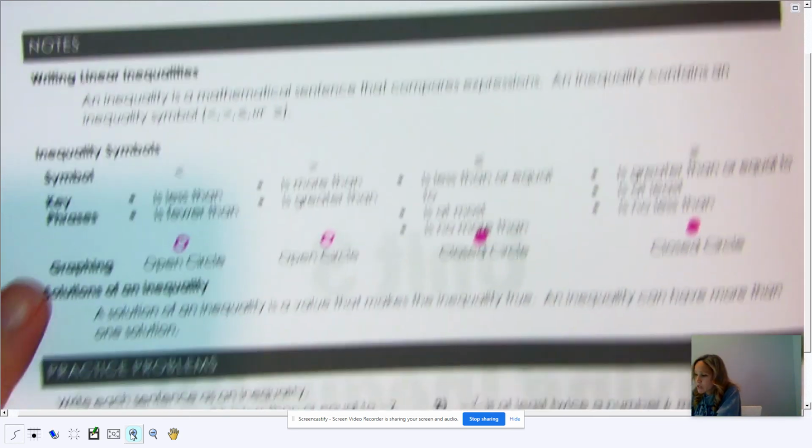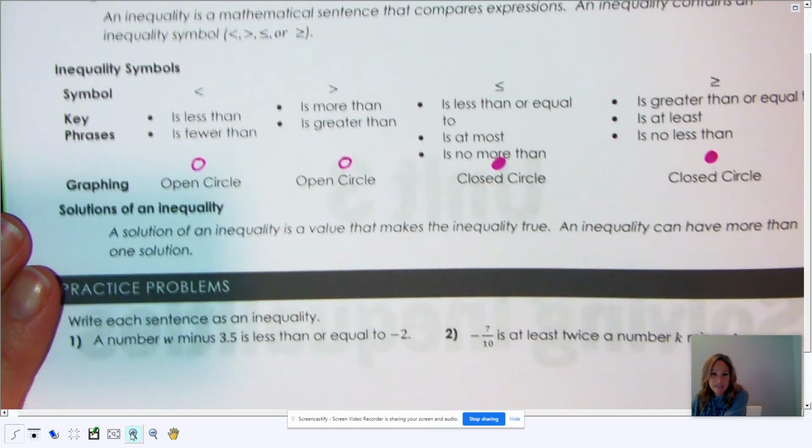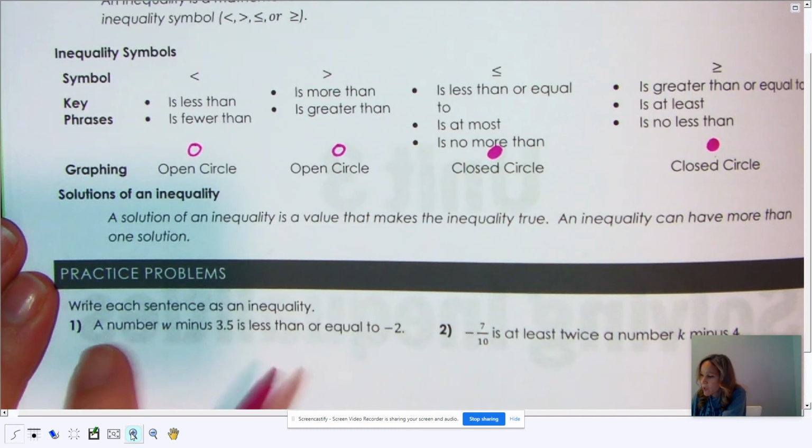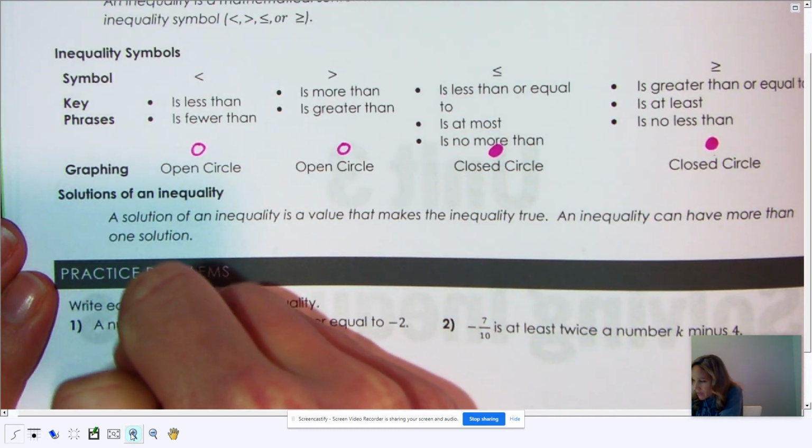Okay, so here's our practice problems. Write each sentence as an inequality. So we're just going to go through a number W. I know you're like, Mrs.